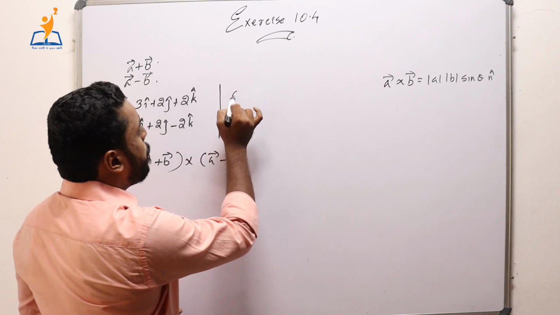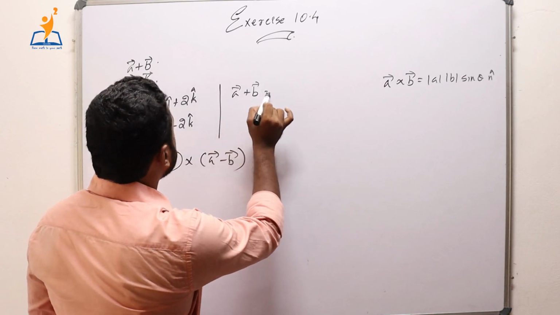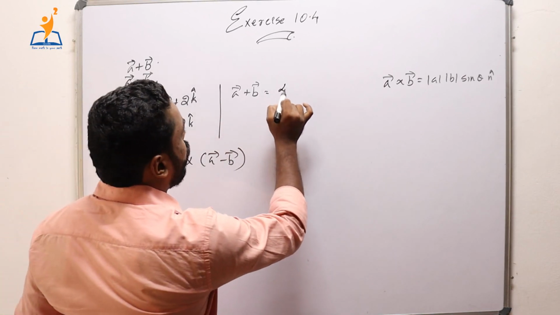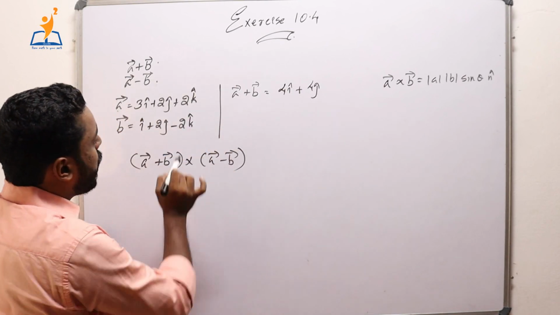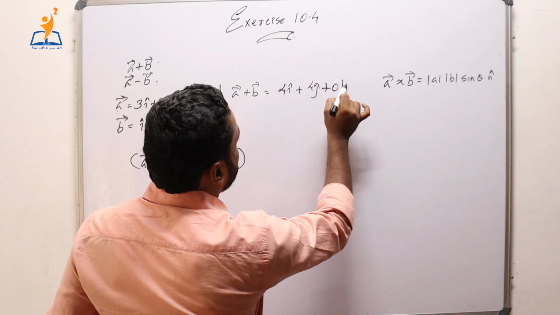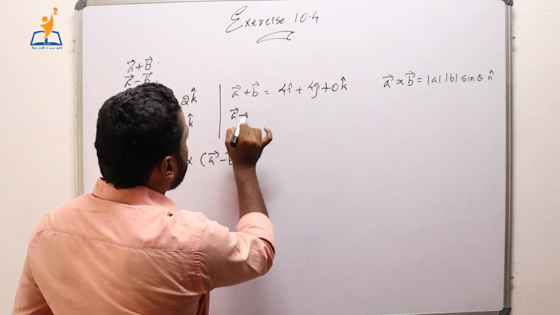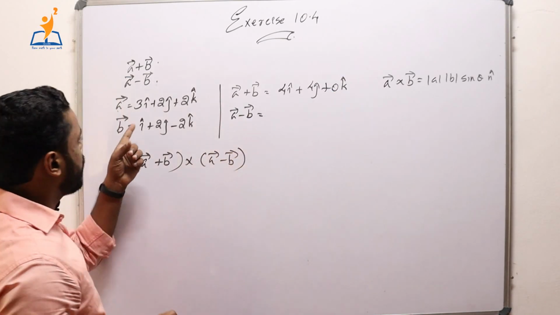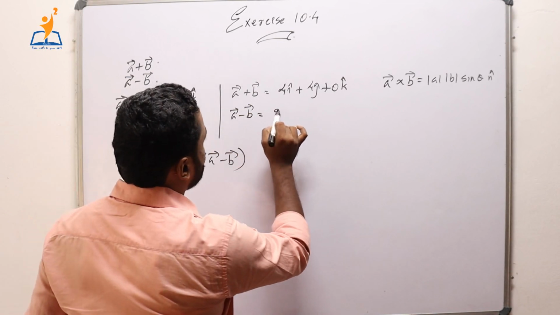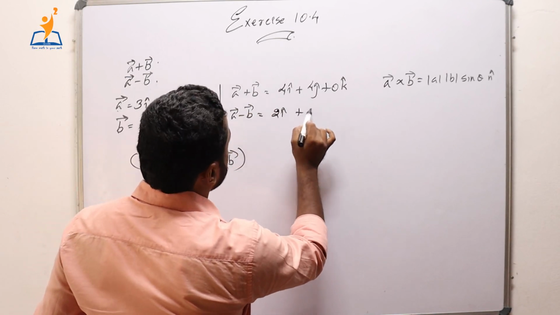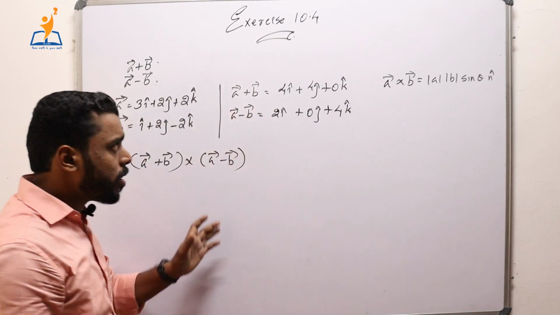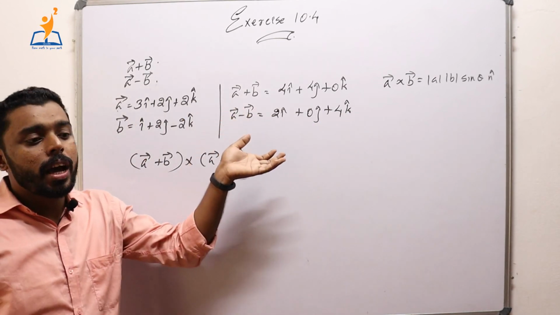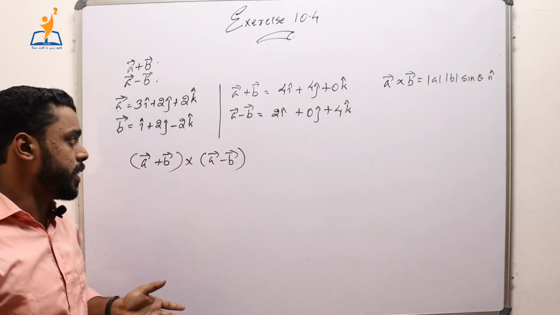Now A plus B can be identified easily. 3 plus 1 equal to 4 I cap plus 4 j cap. 2 minus 2 equal to 0 k cap, right? And vector A minus B is nothing but 3 minus 1, 2 I cap plus 0 j cap plus 4 k cap, right? So we got A plus B and A minus B just like this.